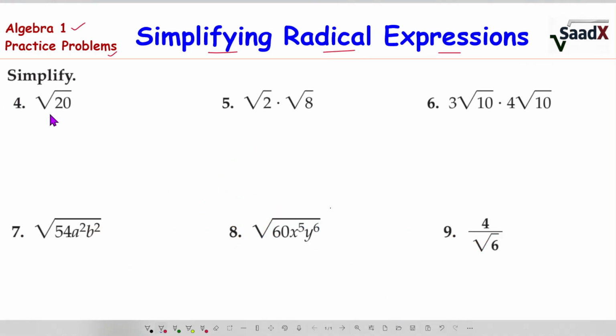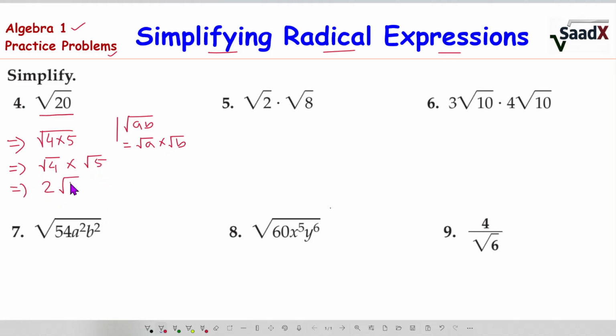Let's start. Root 20. We can write this like root 4 times 5, then root 4 times root 5. How? We know root AB, we can write as root A times root B. So root 4 means 2 and this one is root 5. This is our answer.